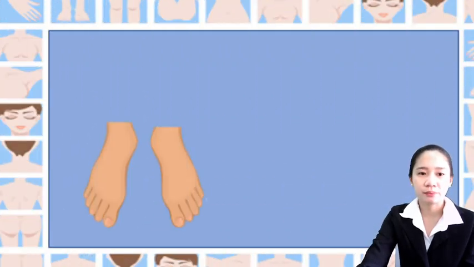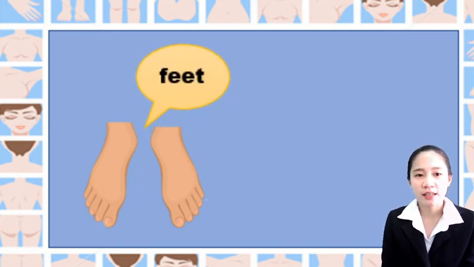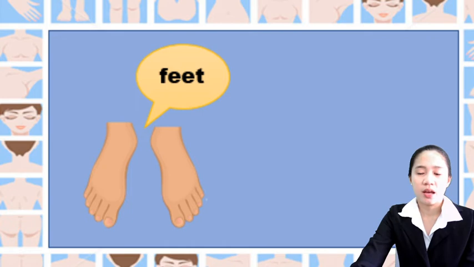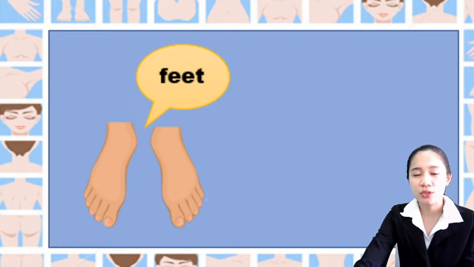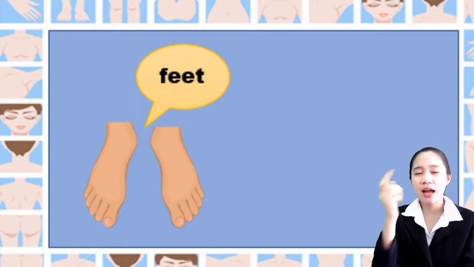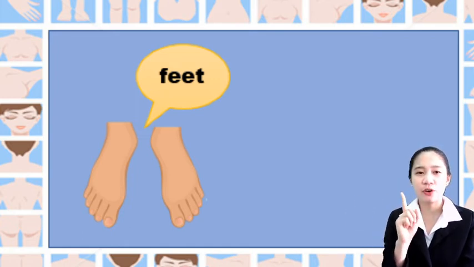Next is feet. Everybody say feet. Okay, so we have feet. With our feet, we wear our shoes. How many feet do we have? Very good. So we have 2 feet. If it is 1, we call that foot, just like our eyes. If it is 1 only, we call it eye. If it is 2, eyes.